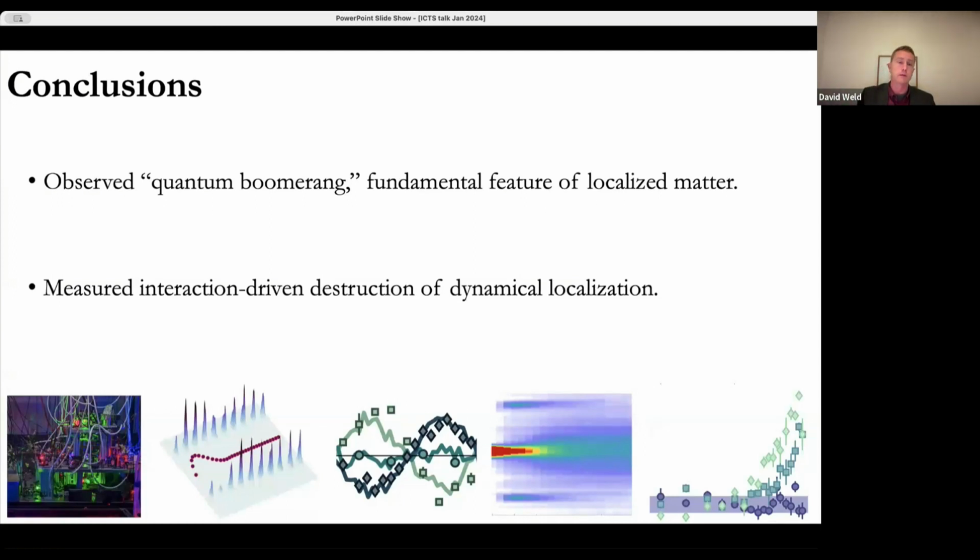Okay, so to conclude, I told you really about two experiments. One of them was an observation of the quantum boomerang effect, which is a fundamental feature of Anderson localized matter. And then the second one that I just finished telling you about was a measurement of the interaction-driven delocalization of an ensemble of tunably interacting kicked rotors.